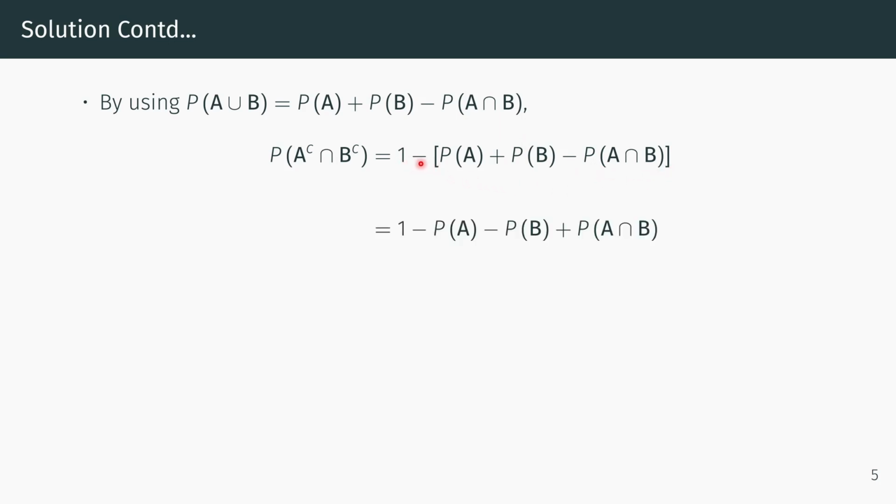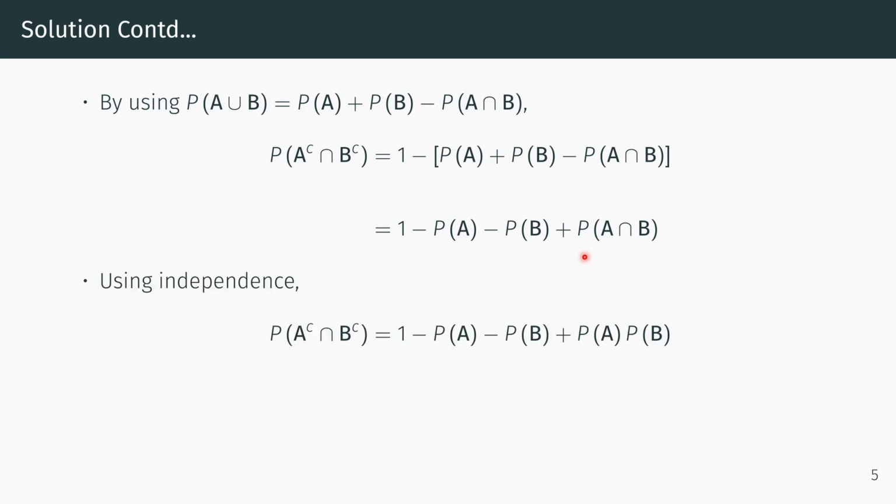Now the expansion of this is the same as 1 minus P of A minus P of B, and this minus times minus is plus, we'll get P of A intersection B. Now let us invoke the property of independence. So what will happen? We can replace this probability of A intersection B with P of A times P of B, and hence we get probability of A complement intersection B complement is equal to 1 minus P of A, same as this, minus P of B, same as this, but P of A intersection B can be replaced with P of A times P of B.